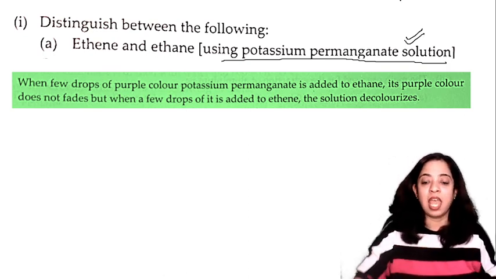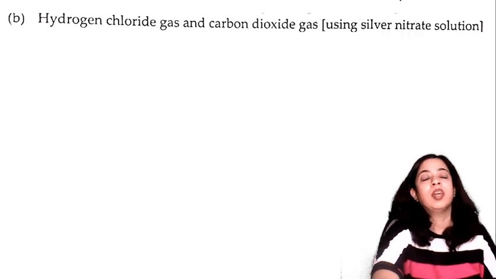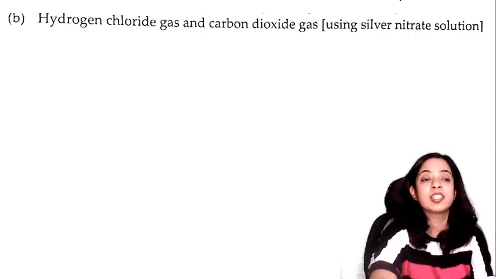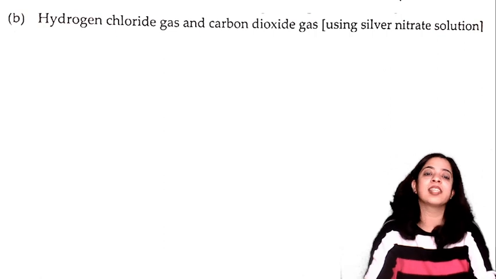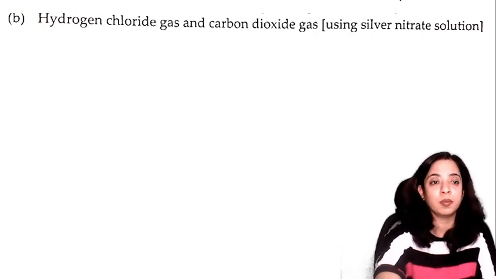Okay, and we will be able to find out that this is ethene. So wherever you see discoloration, that is ethene. Now next, how will you distinguish between hydrogen chloride gas and carbon dioxide gas using silver nitrate solution?